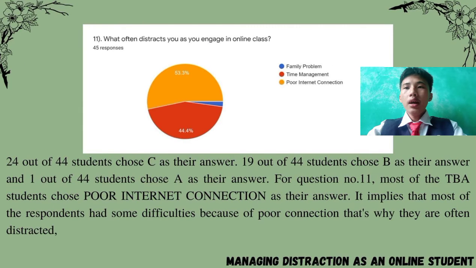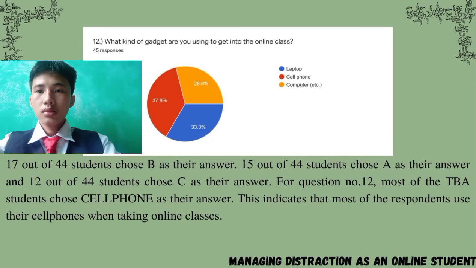For question number 11, what often distract you as you engage in online class? 24 out of 44 students chose C as their answer. 19 out of 44 students chose B as their answer. 1 out of 44 students chose A as their answer. For question number 11, most of the TBA students chose poor internet connection as their answer. It implies that most of the respondents had some difficulties because of poor connection, that's why they are often distracted.